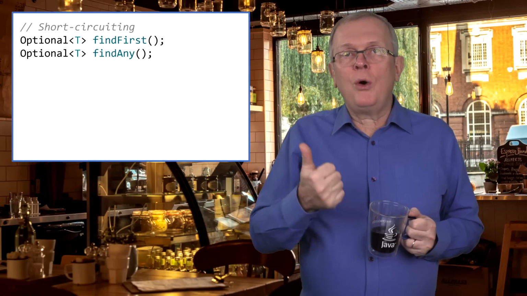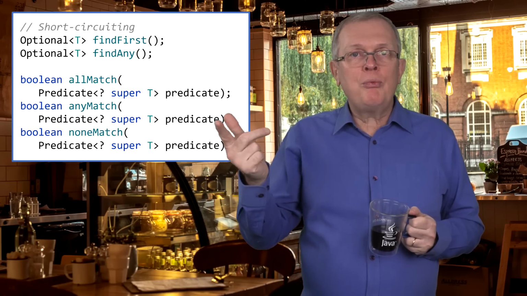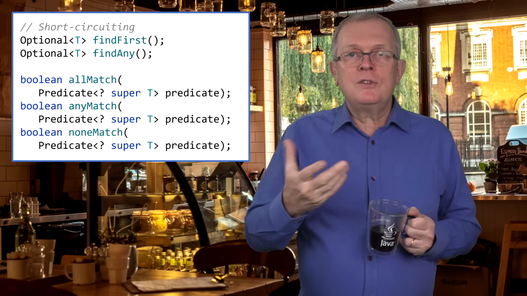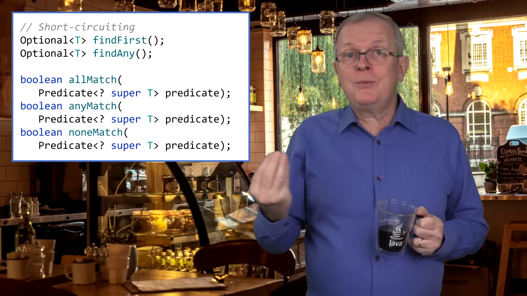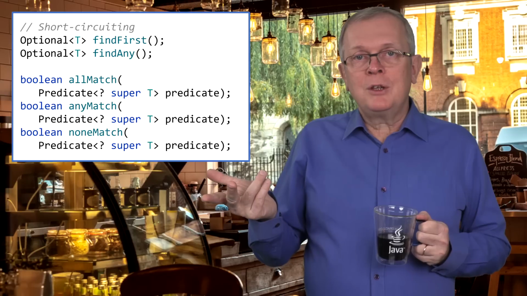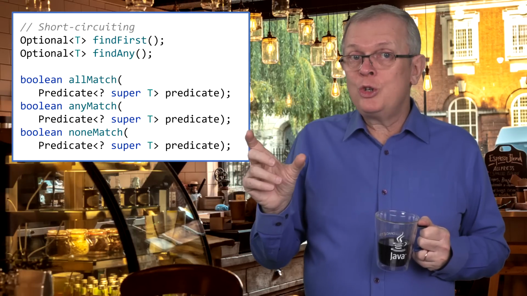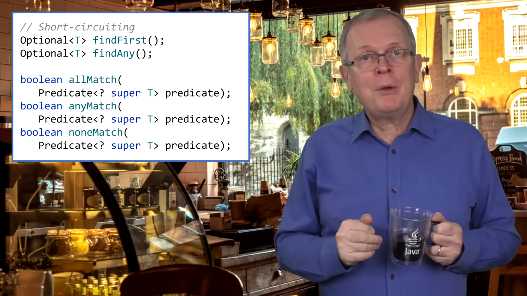That's also the case for allMatch, anyMatch, and noneMatch. They all take a predicate as a parameter. For instance, if allMatch finds one element for which the predicate is false, then it can immediately return false. Because of that, these methods are called short-circuiting and constitute yet another category of terminal operations.